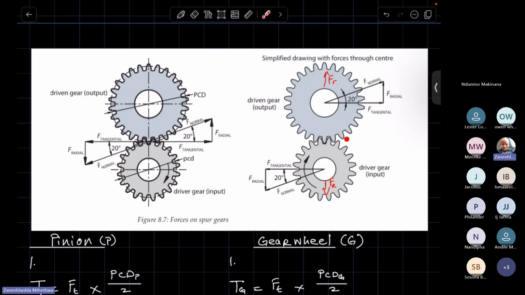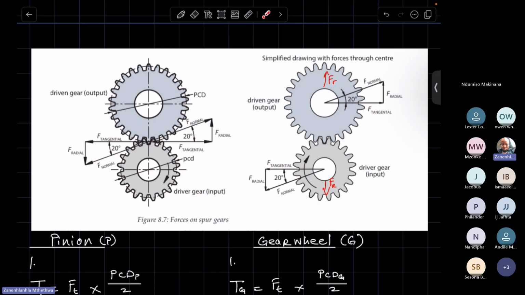So we have the tangential force, which is essentially the applied force in order for gears to start transmitting torque. Then we get the radial force, and the radial force for both gears is the same. As you can see here, the radial force and the tangential force form somewhat of a right angle. The hypotenuse of the two forces is known as the normal force.